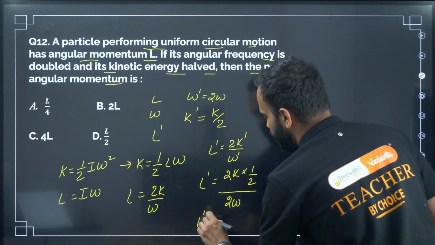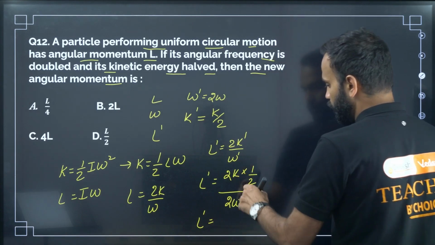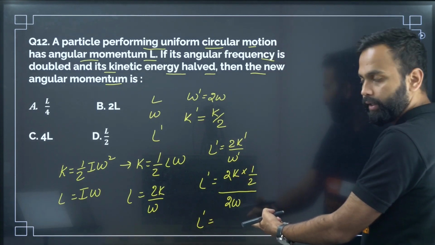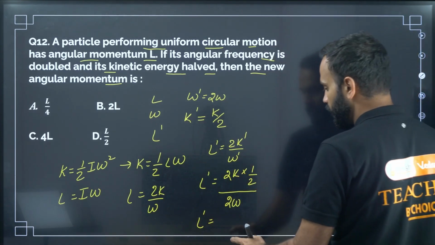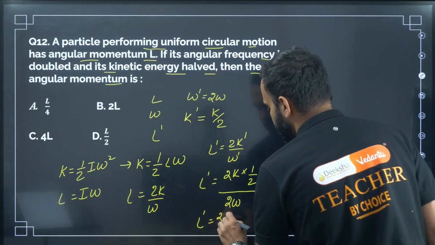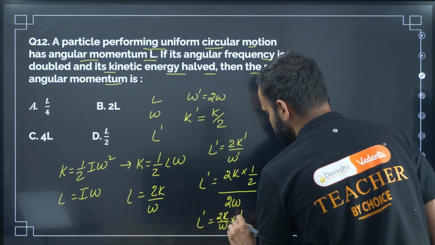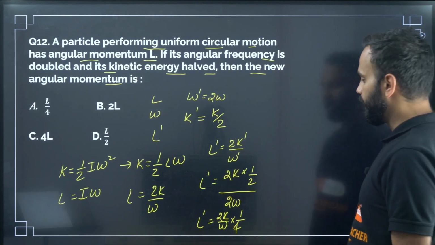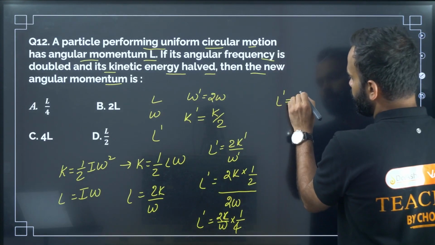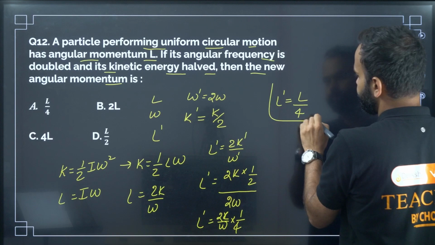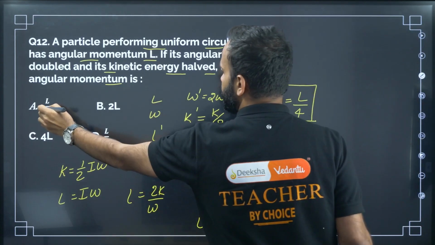Now L dash is equal to here 1 by 2 into 2, right? So that will be 1 by 4. So now 2K by omega into 1 by 4. So what is 2K by omega? L, right? So L dash is equal to L divided by 4. The correct option is A.